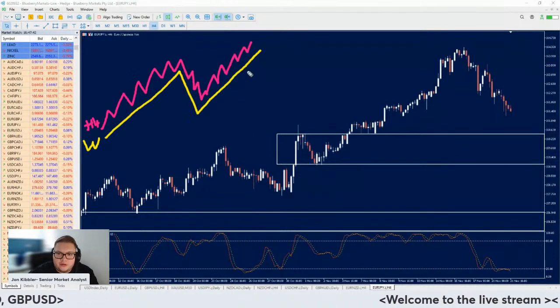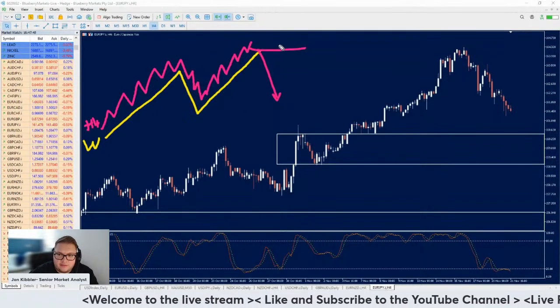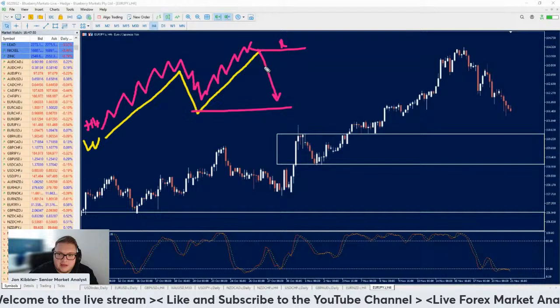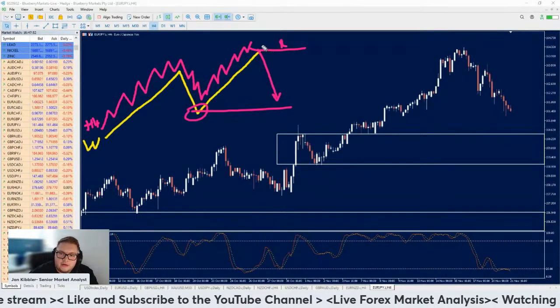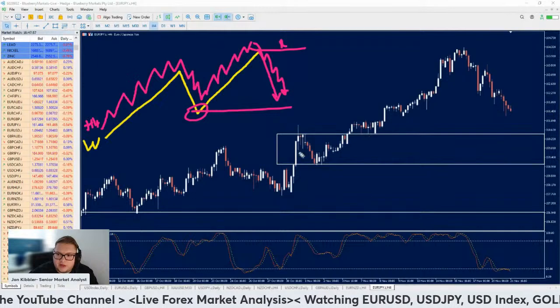Now, what we're trying to look for is if price is in that secondary phase, let's say it's come to an area of resistance and we're looking to maybe see price target that low. What I would expect is the market to make lower highs and lower lows. That's the same situation we've got here, right?